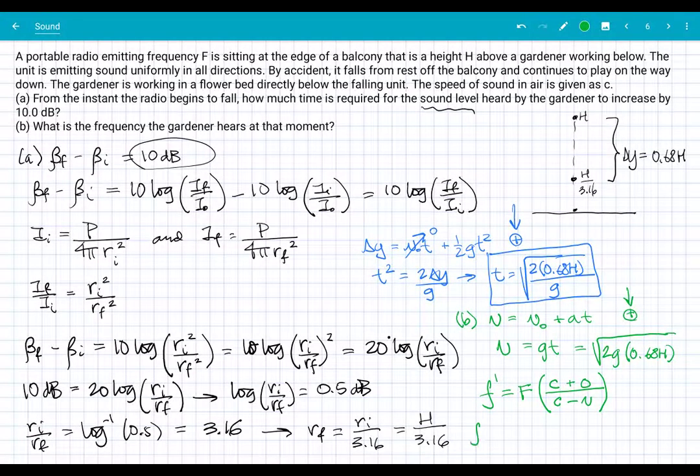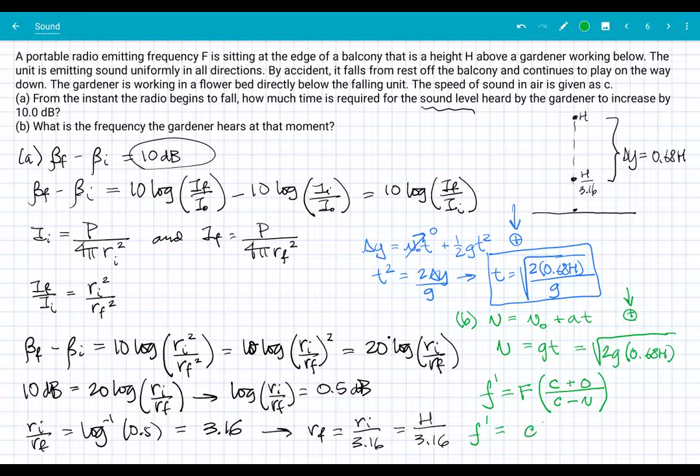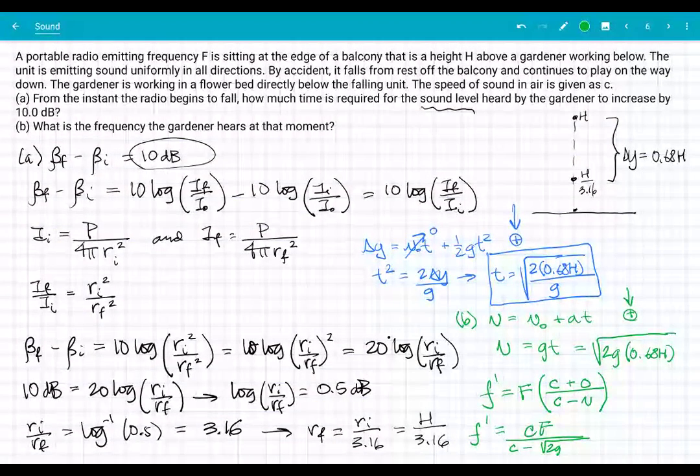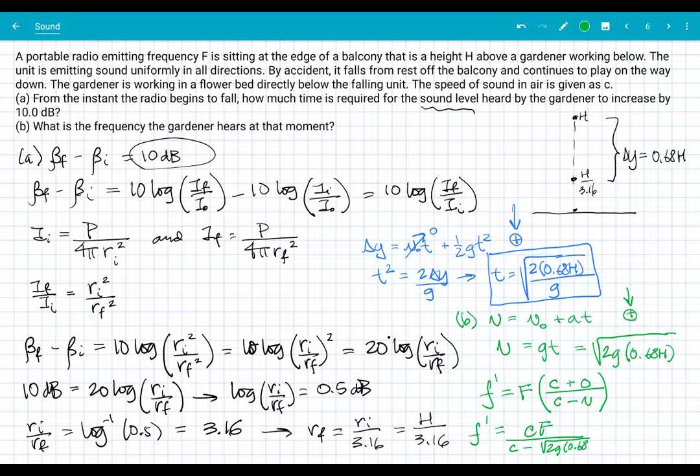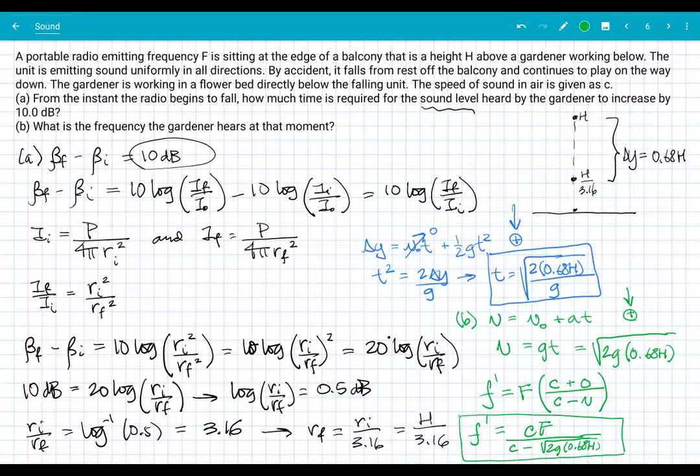So I can write this out then with the stuff that we know. So that can just be written as c f over c minus the square root of 2g times 0.68H. And that is the frequency that the gardener hears at that moment, which will be slightly higher, of course, than the frequency being emitted.